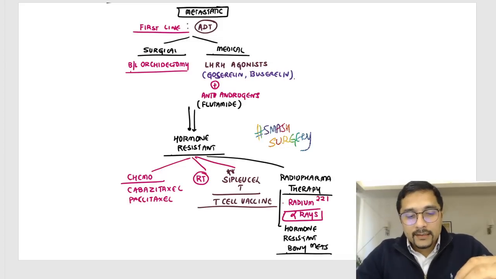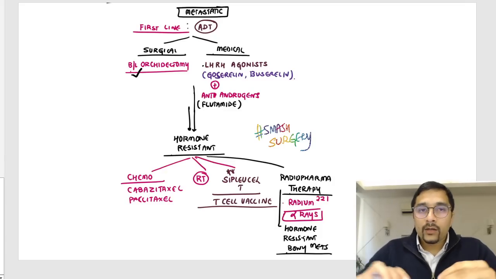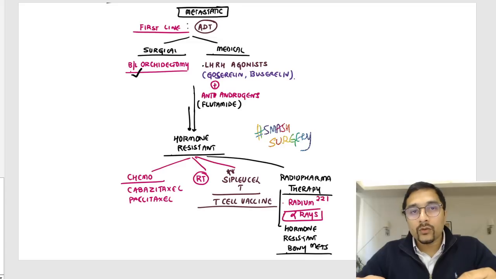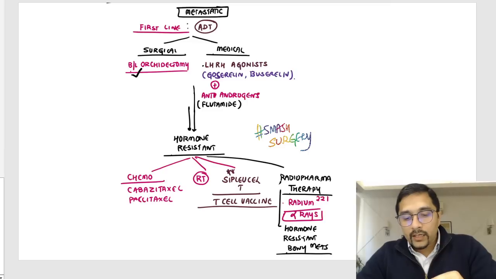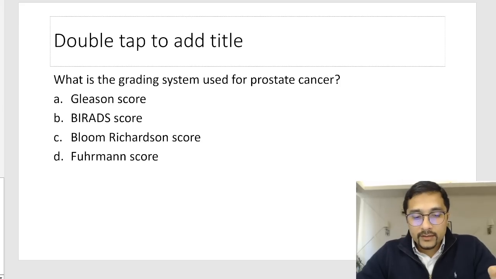Right, so metastatic cancer: orchidectomy, or we can use LHRH agonists like goserelin or buserelin, or anti-androgens. In hormone resistant patients, we can use chemotherapy, radiotherapy. Sipuleucel-T is a T cell vaccine, or we can use radiopharmaceutical therapy, which acts via alpha rays.